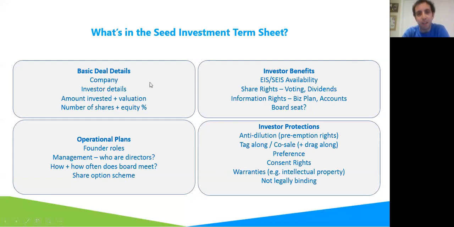But if you're just clear on the 4 categories: basic details, investor benefits, what are they getting; operational plans, what does the company look like on a day-to-day basis operationally; and then investor protections, how is the investor being protected from the risk which any investor might be subject to in investing in an early stage business. So I think you don't need to know absolutely every one of these things in great detail, but it's important to have a good overview.